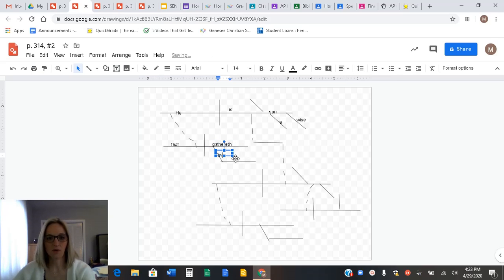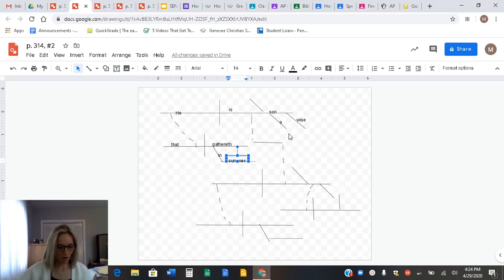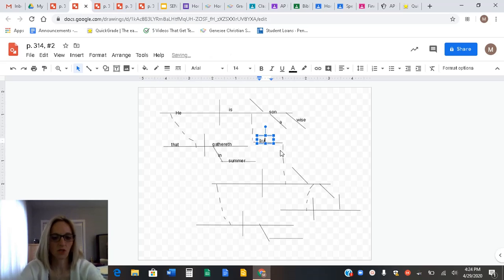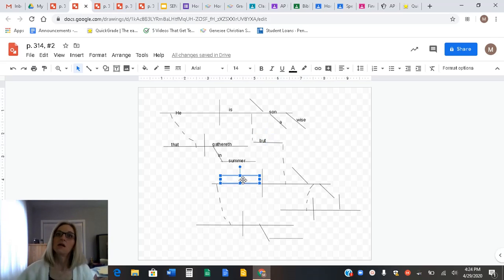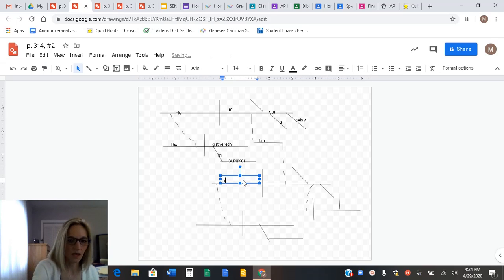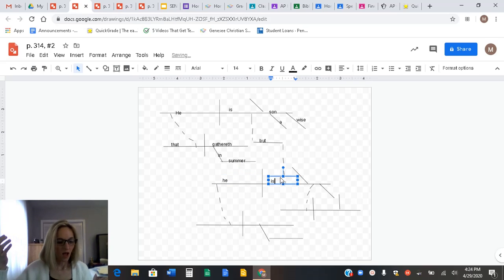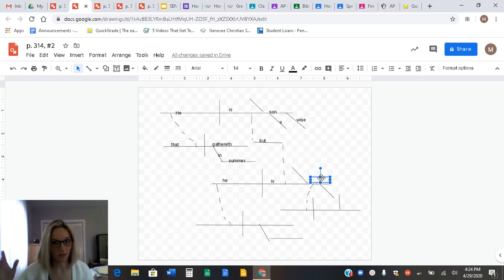So that gathereth in summer. Okay? All right. Now, what's going to go here on this line? He that gathereth in summer is a wise son. Okay, if you said the conjunction but that is joining the sentences, you are correct. Okay, now what is my next independent clause? He, again, is, because that sleepeth in harvest. You see the introductory word, that's my dependent clause.